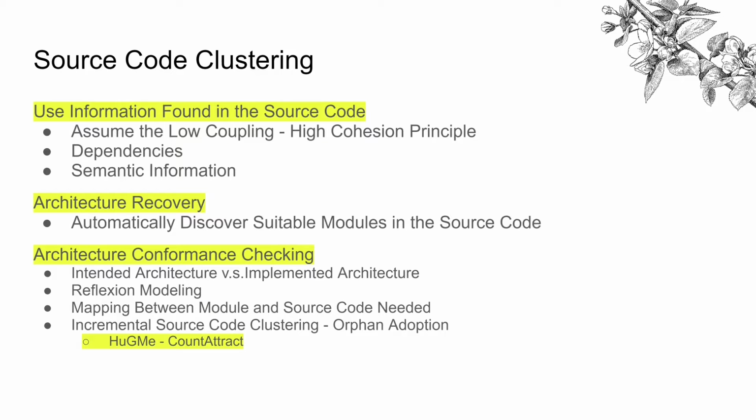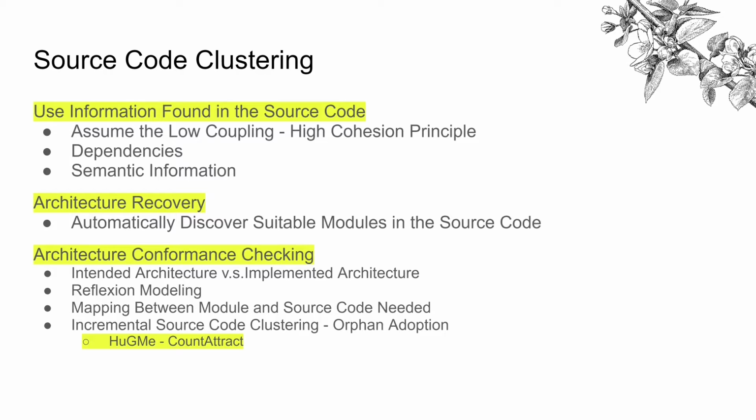In our case, we are working with architecture conformance checking, and we are using reflection modeling. One part of reflection modeling is that we need a mapping between the module and the source code. For a large system, such a mapping is hard to create manually, so it would be good to create such a mapping automatically. Then we can use incremental source code clustering or orphan adoption.